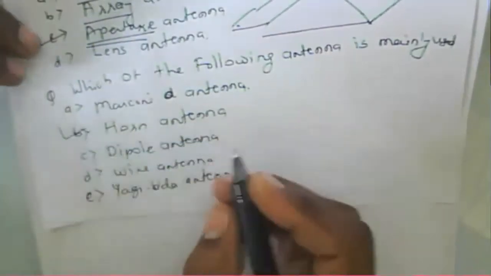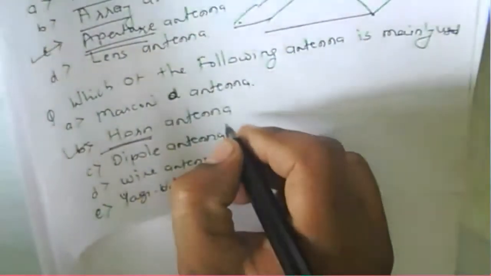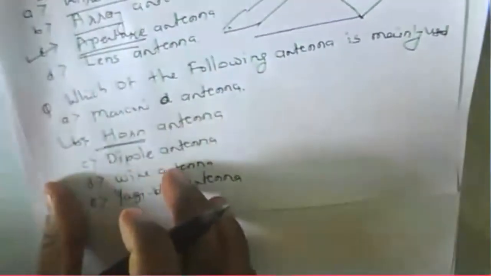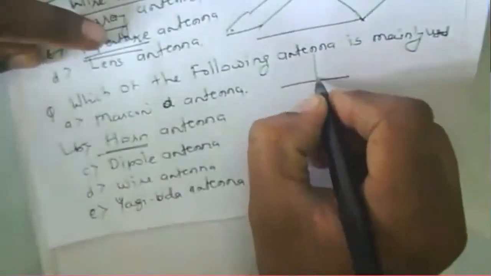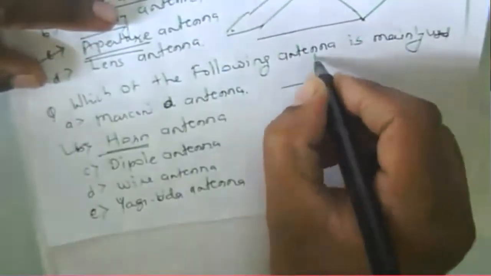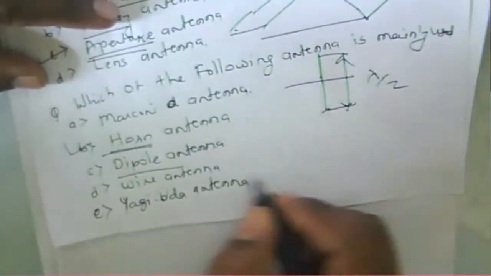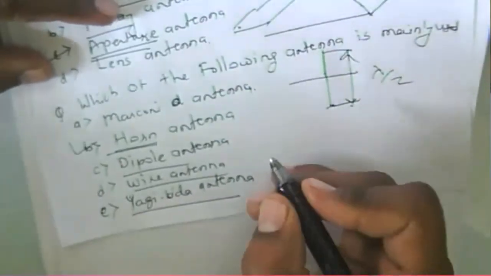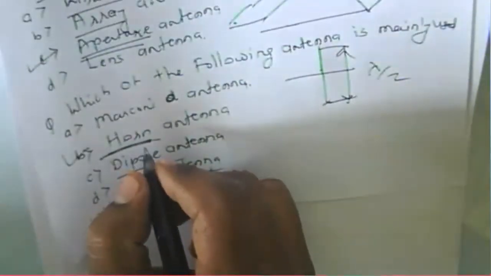The answer is B, right? Why is it used? Because we use this type of antenna for all purposes. The range of frequency is higher for this horn antenna. If you consider a Marconi antenna, it is lambda by 4, meaning we have the antenna and its image, so the total length is lambda by 2. A dipole we consider lambda by 2. A wire antenna is nothing but a dipole. A Yagi-Uda antenna is part of a dipole, but it is an array. So this antenna is used for the higher frequency.